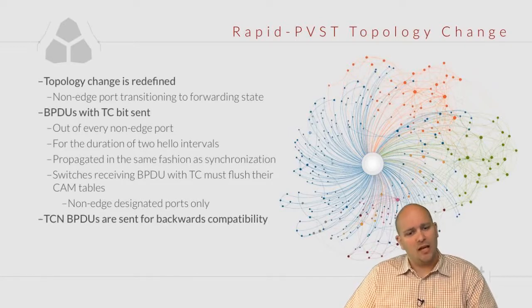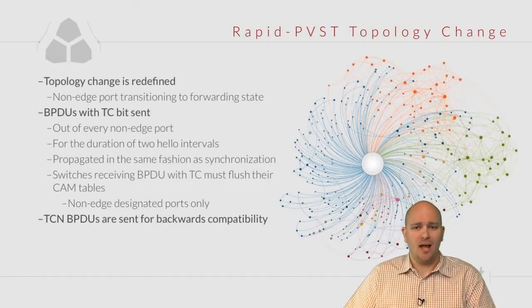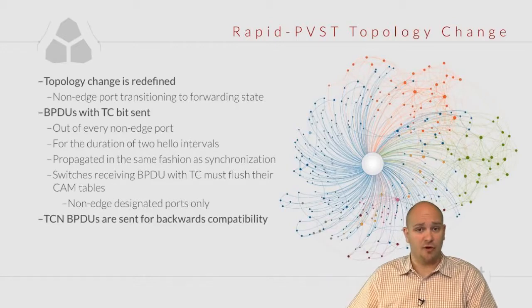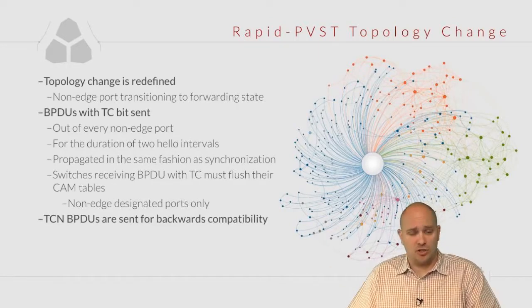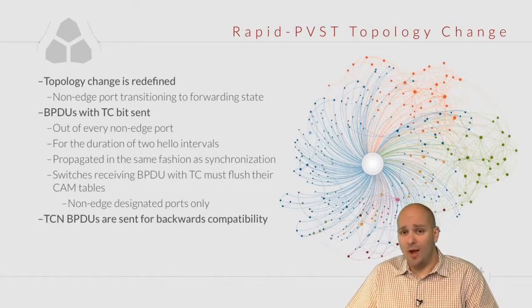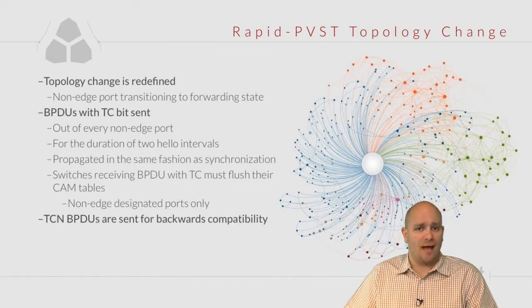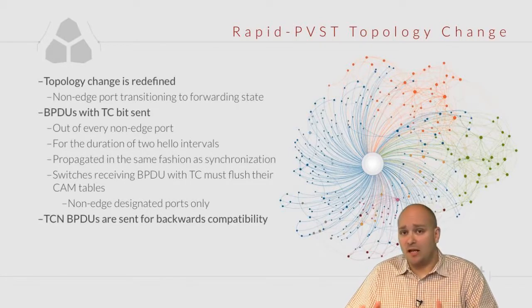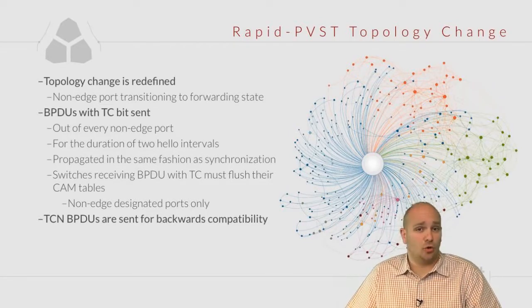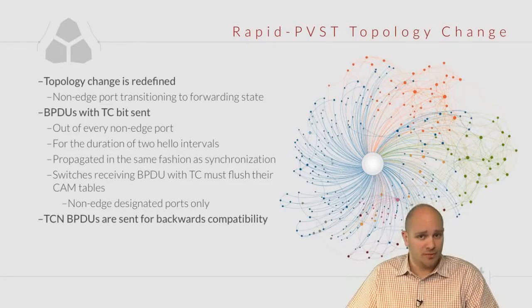When that happens, two separate things happen. Now, I'm going to talk about the last thing first. Just like in the traditional spanning tree, we are going to send out the TCN BPDUs, and they're going to propagate the same way they propagate in the traditional spanning tree. This is used for backwards compatibility, in case we have switches in our network that don't understand the rapid spanning tree process.